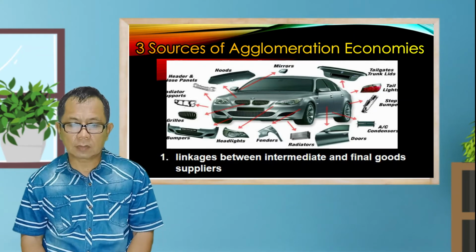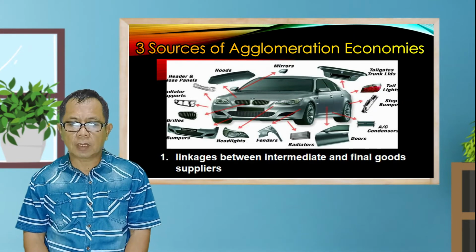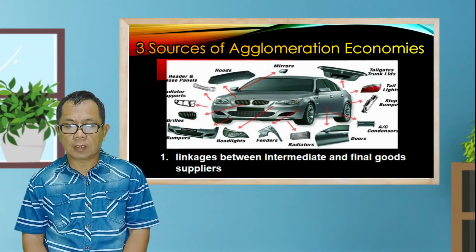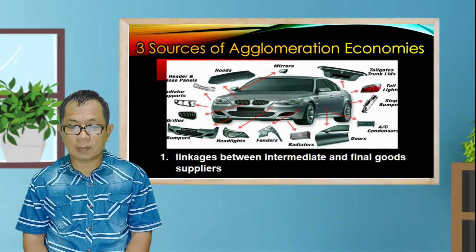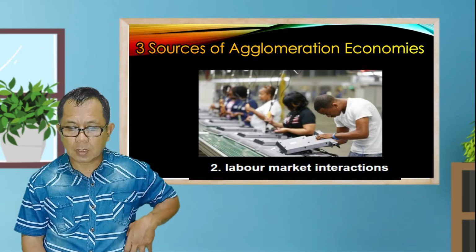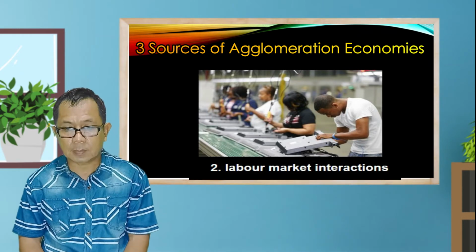So, malinaw classmates, no, yung intermediate and final goods. Intermediate goods yung mga raw materials, kumbaga. Whereas final goods ay yung mga finished product, no? Number two, sources of agglomeration economies, which is the labor market interactions. So what is meant by this, mga classmates?